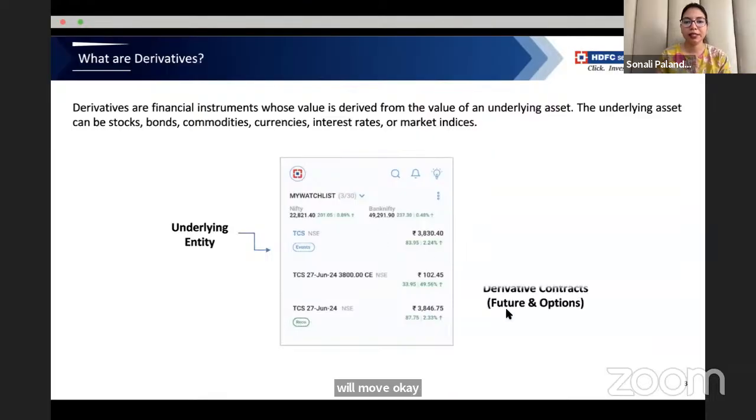So here if you can see, I have added TCS. This is a stock, this is the underlying entity, and this is a 3800 call, and this is the TCS 27 June futures option. So these are the derivatives.